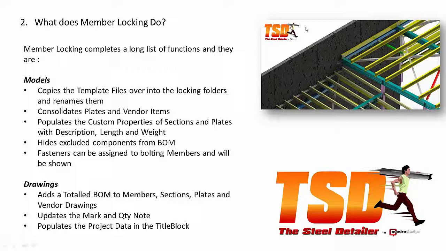It consolidates plates and vendor items. So if there are similar plates in your project and similar vendor items in your project, it will consolidate them and total them. So you probably don't see sections there. We don't do sections, and there is a reason for that. Sections themselves carry data that can go into general arrangement drawings. So we can't consolidate them.